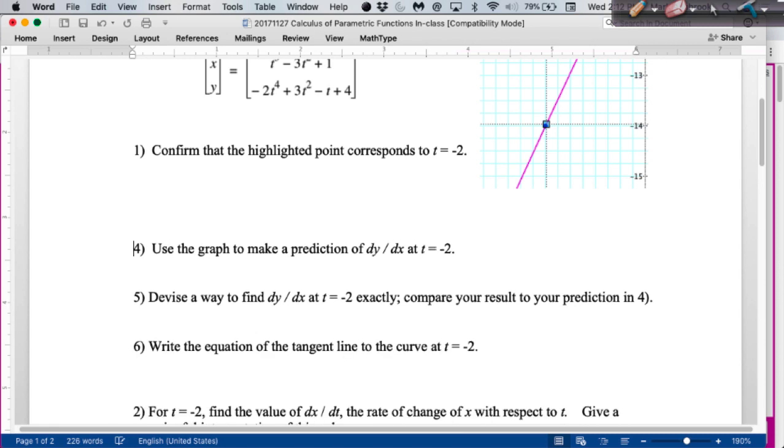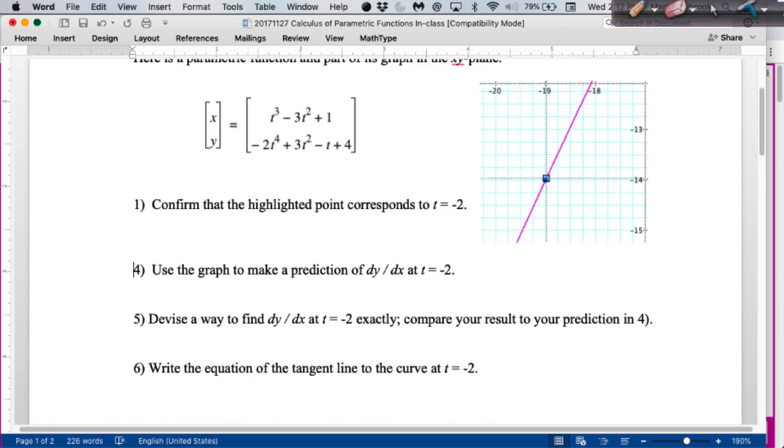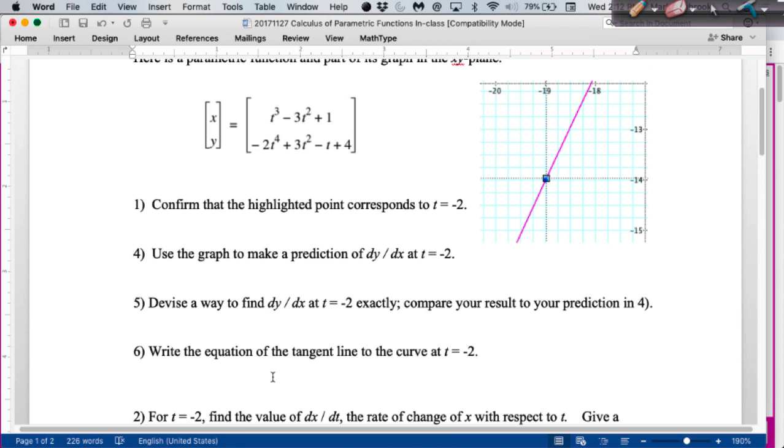Here's 4, 5, and 6. I've got to show you the graph still. So you use the graph to make a prediction for dy/dx at t equals -2. So do 4 through 6. Okay, work on 4 through 6. Go.